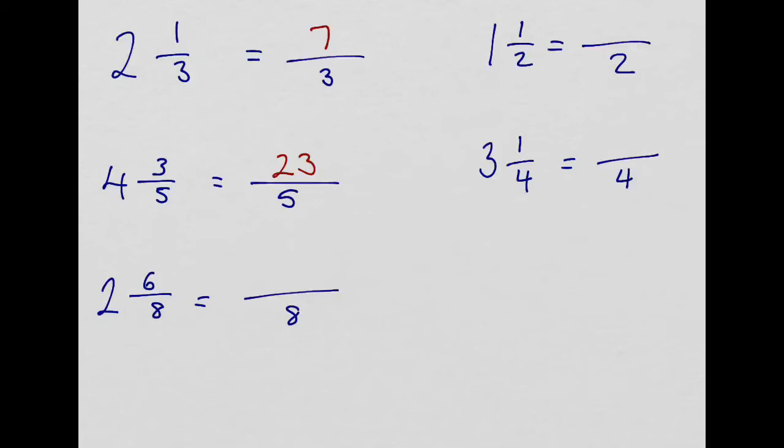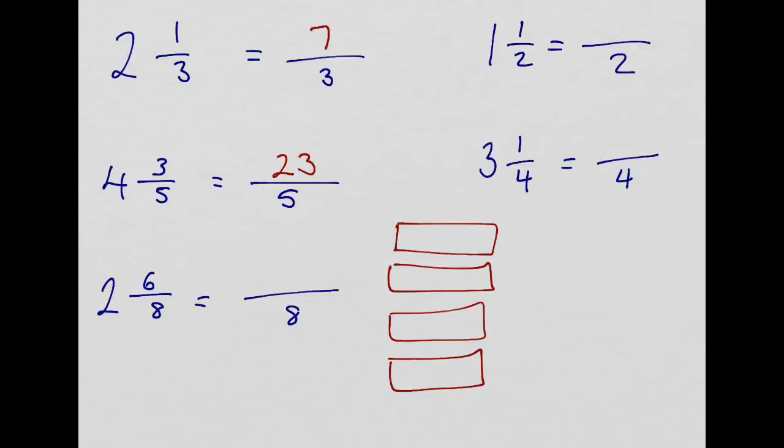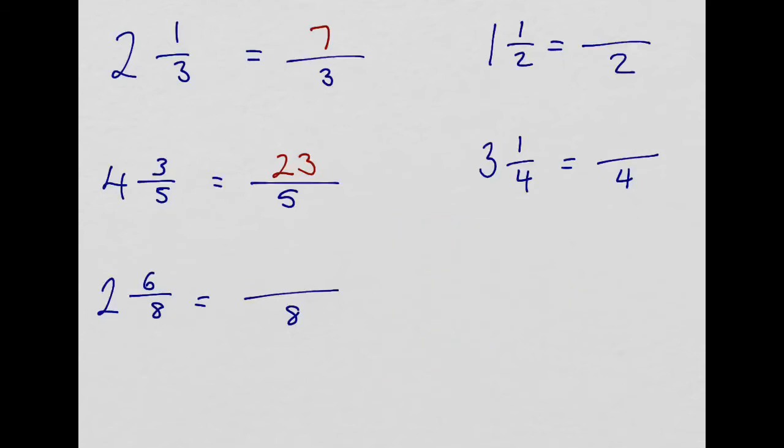Okay, so if we were drawing out, for example, 4, I could draw out 4, and I could imagine that they're all split into fifths. So I would be able to see there that I've got 4 lots of 5, which is 20, plus my 3 extra, which is 23. Okay, so if I've got 2 whole ones and they're split into eighths, 2 times 8 is 16, add 6 is 22.